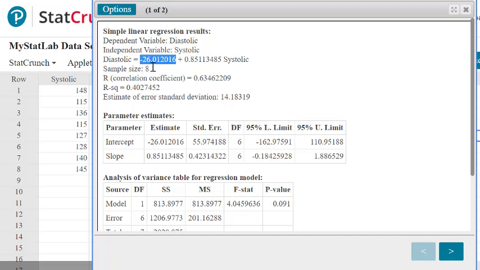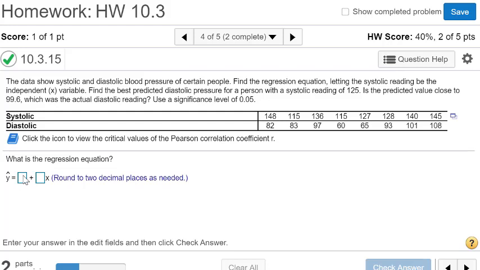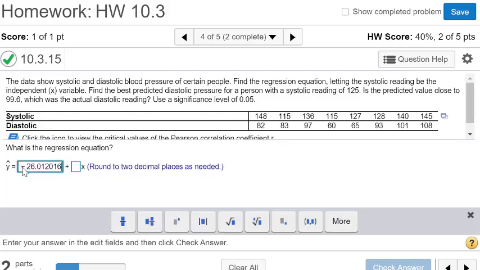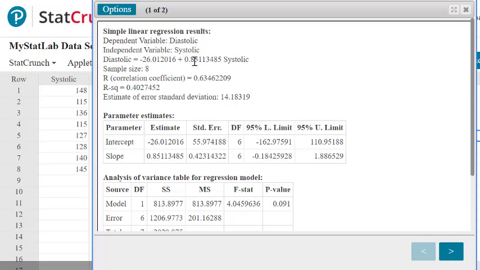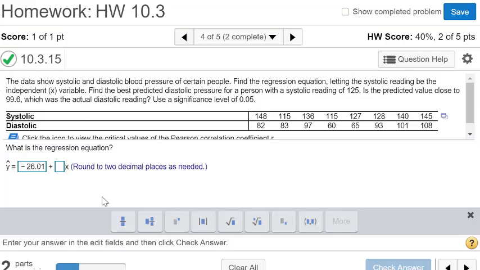The regression line has a y-intercept of -26 and a slope of 0.85. So let's get the first one going, our y-intercept. They want us to round to 2 decimal places, so it's just going to be -26.01. And then our slope, let's get our slope down here to 2 decimal places. It's going to be 0.85.